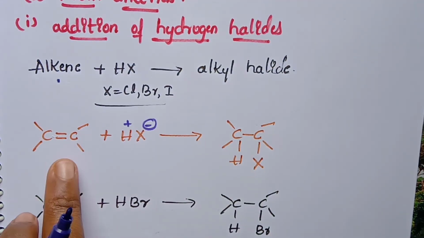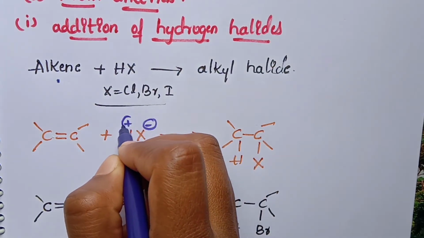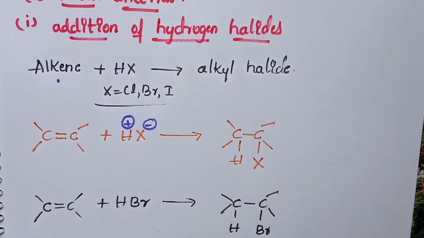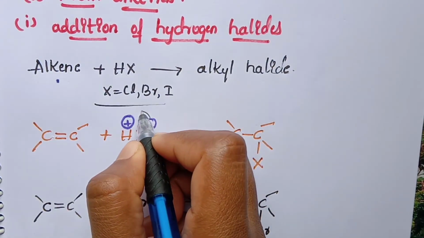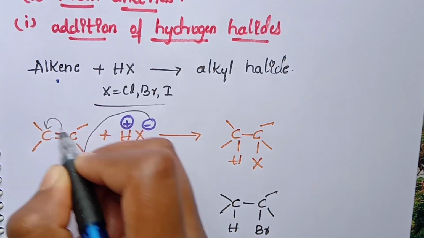Here the alkene will be treated with the hydrogen halide. Here hydrogen is positive and the halogen is negative, and this will move on to this carbon and the double bond will be shifted.